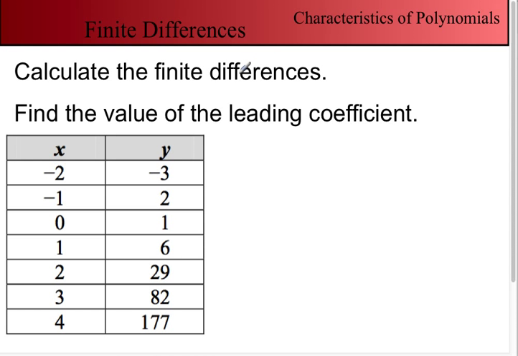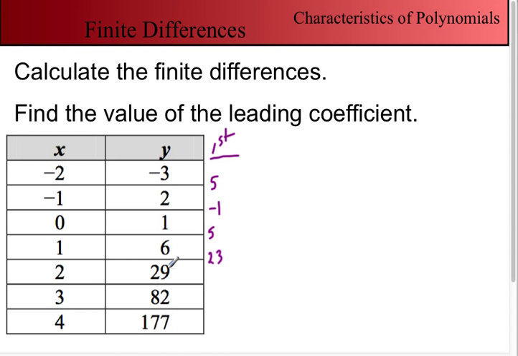Okay, so I'm just going to walk through this example with you and then show you the formula, show you the rule how this works, and you'll be expected to find the leading coefficient of a polynomial if we're given a table here. Okay, so let's first find the first differences. So the first differences, we're going to take 2, subtract -3, we get 5. We're going to have 1 subtract 2, we get -1. 6 subtract 1, 29 subtract 6. We've got 82 subtract 29.